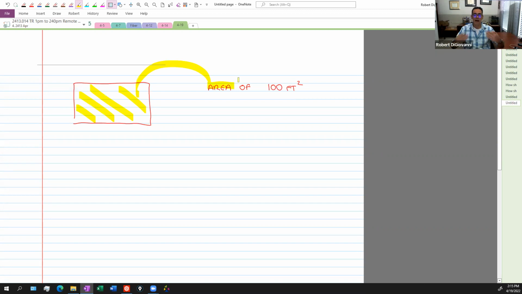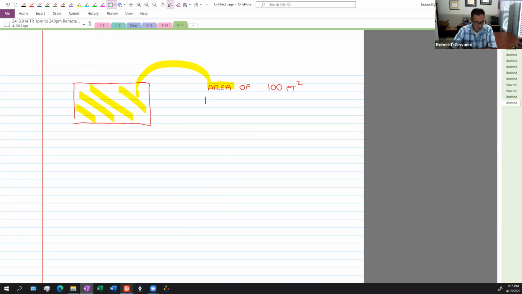Okay. Now it's up to me to go up to the hardware store and figure out how much fence to do. Does it matter how I build it? There's a lot of ways I could build it to get 100, isn't there?